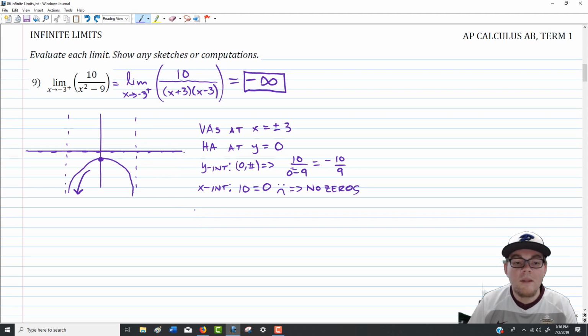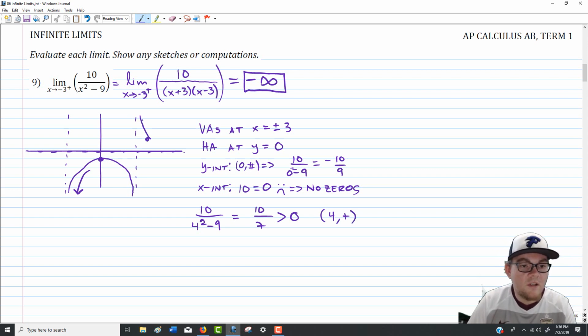But the safest way is to find 2 more points on your picture and see where they actually fall. So for instance, I might choose to put in the point, let's put in 4. So if we do x of 4, let's just do it this way. So do 4 squared minus 9, we get 10 over 7, which is positive. So in other words, we have a point at 4 comma a positive number, which means that that's somewhere like right here, which means this section has to hug the asymptotes and stay in that upper corner.